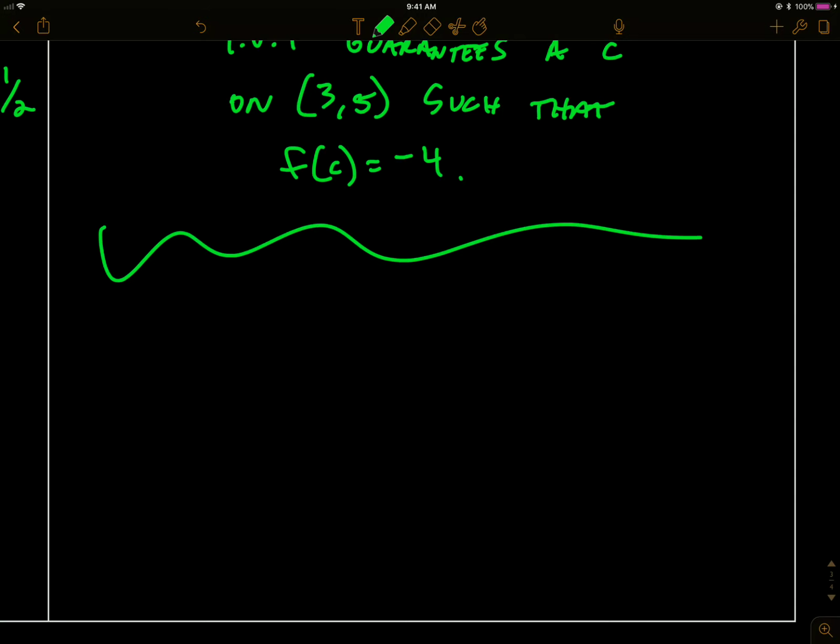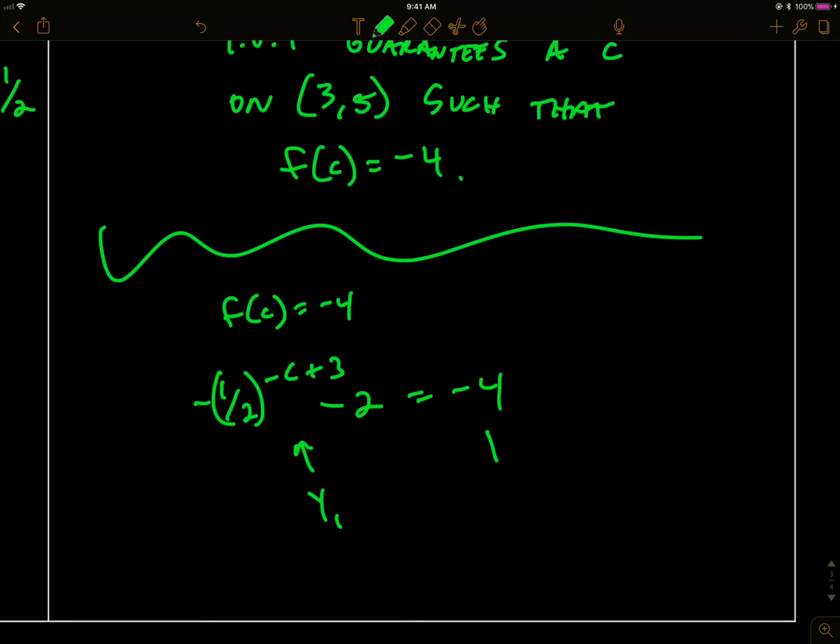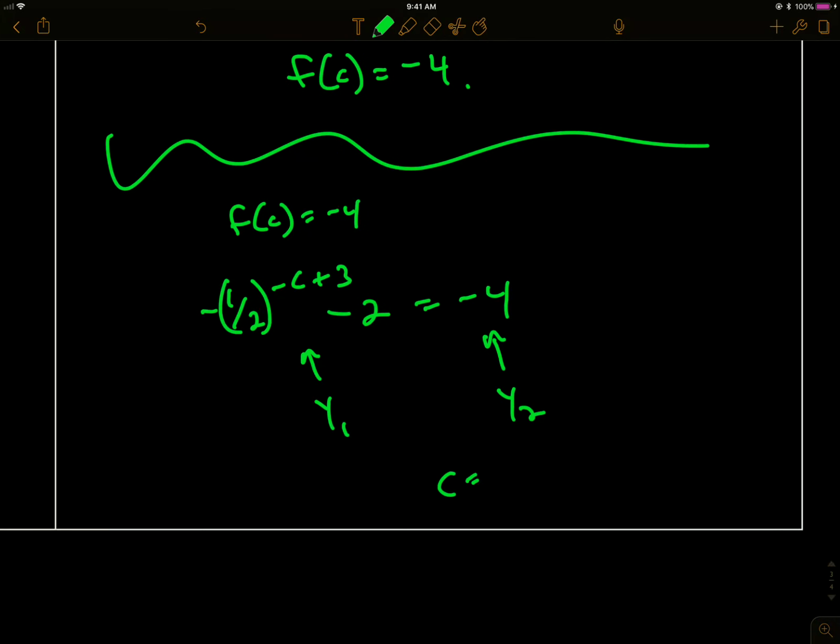Let's go find the c. What c has a y value of -4? So we're going to say -1/2 to the -c plus 3 minus 2 equals -4. I'm going to say we could do this either way. Let's do calculator, right? So put that into y1, put that into y2, and you should get a c value of 4.